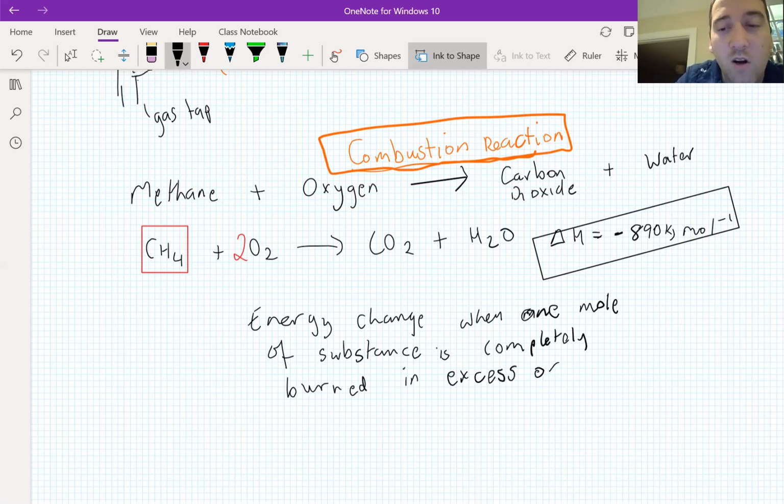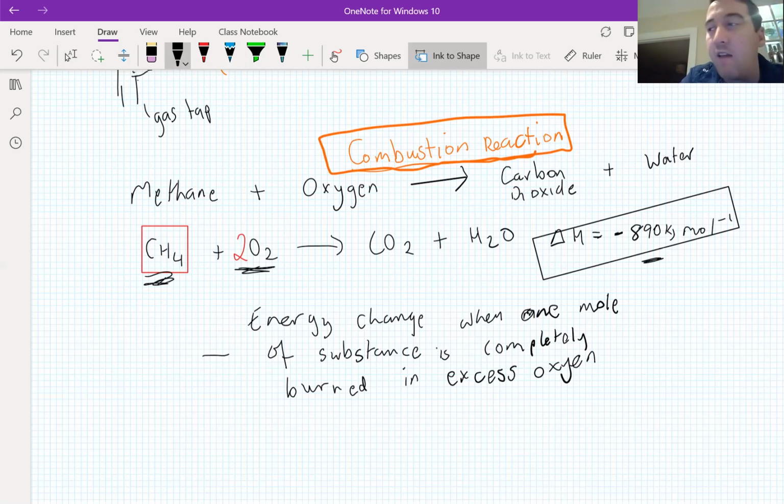This means that there's more than enough to get all of the fuel to burn. Okay, so excess is the energy change when 1 mole of a substance is completely burned. Here's your 1 mole of a substance. In excess oxygen, you've got lots of the oxygen. There's an energy change, this energy change that we showed over here.